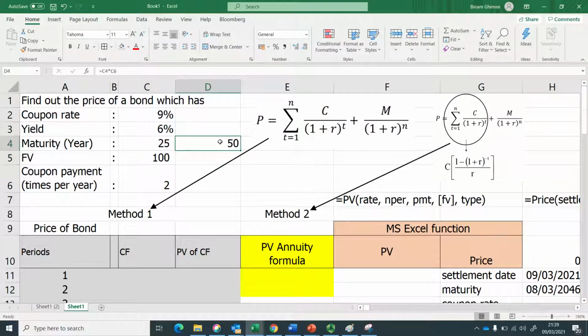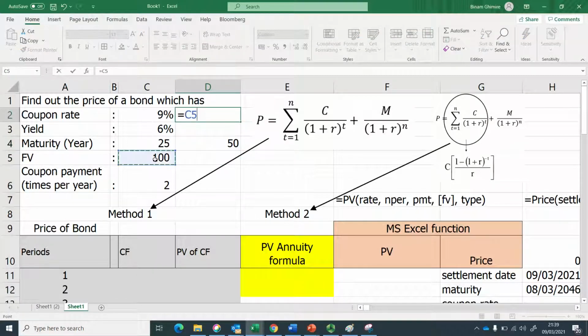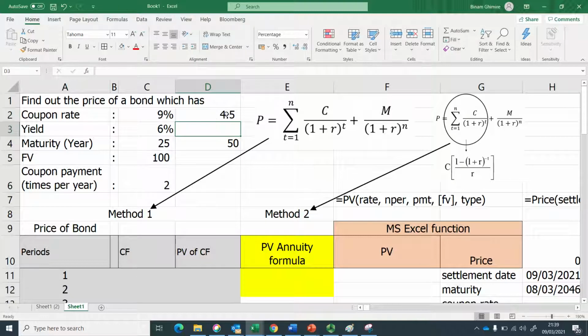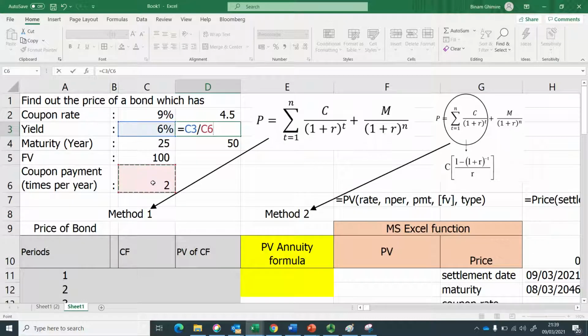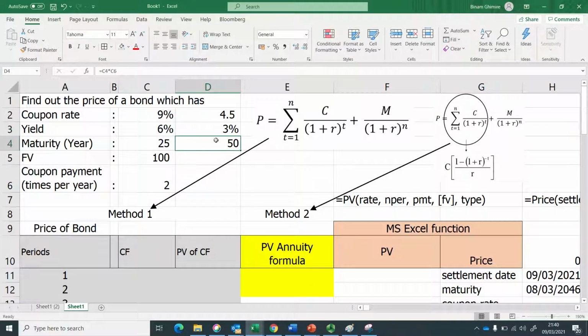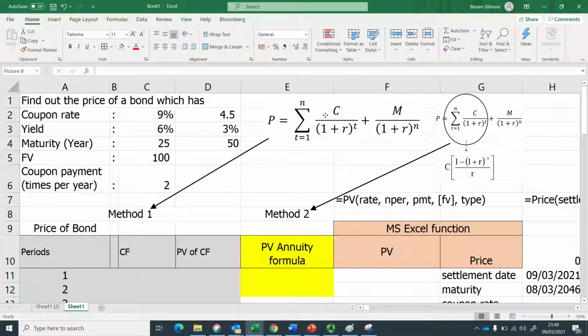So what will be the coupon that will be paid? It is not 100 times 9%, which is $9, but half of this, because the coupon payment frequency is semi-annual, so $4.5 half yearly is what you will receive. Similarly, the yield is again not 6% but half of that, which is 3%. So you now have the information required by this formula, and you can go ahead and compute the price of the bond.